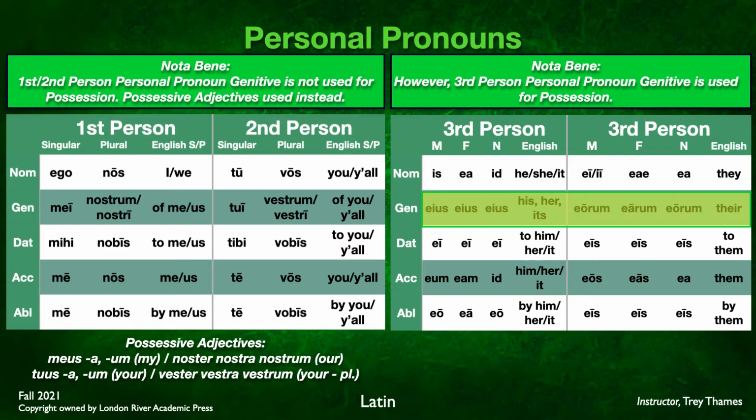So first and second person, we use specifically a possessive adjective. First and second person uses a possessive adjective like meus, mea, meum for my, or noster, nostra, nostrum for our, or tuus, tua, tuum for your, or vester, vestra, vestrum for your plural. So that's how we do possession for first and second person. But in third, we do use the genitive from the third person personal pronoun.